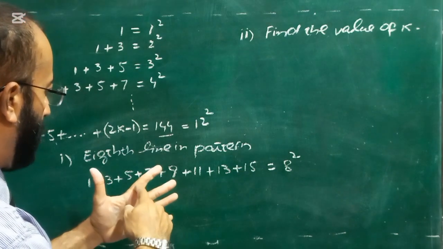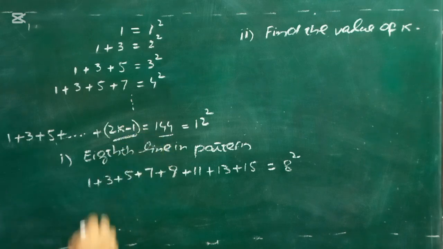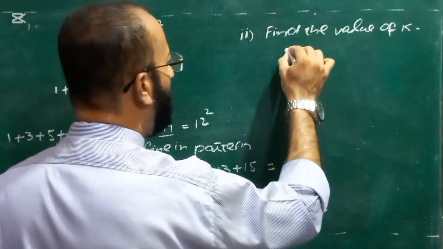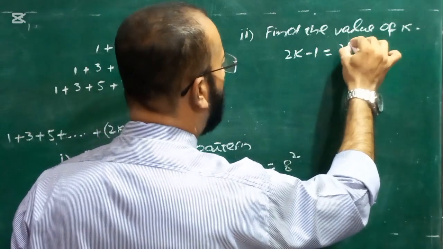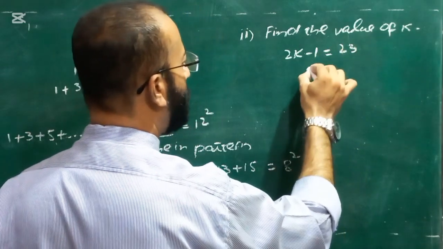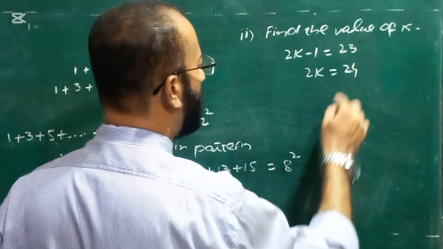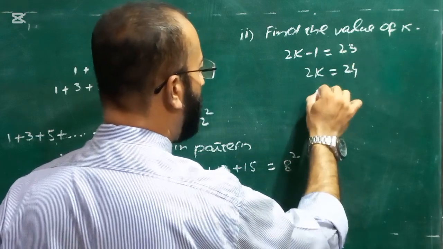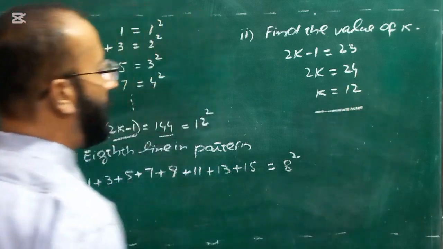17, 19, 21, and 23. So this will be equal to 23. So 2k minus 1 will be equal to 23. And from here we will solve it. So 2k will be equal to 24. This one is going to the right side. So then k will be equal to 12. So this is the value of k.